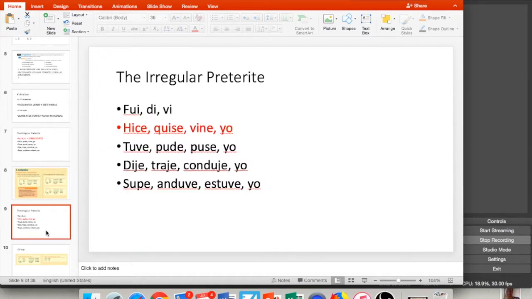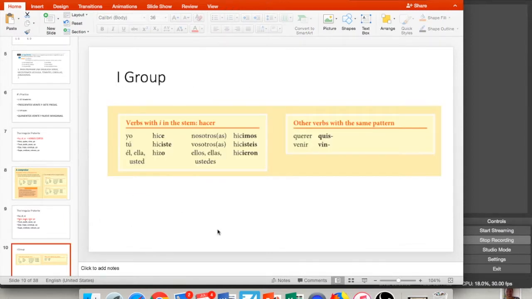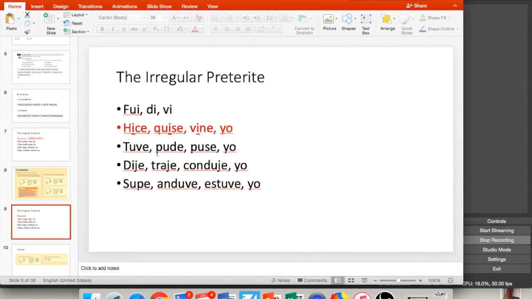Our second line says, hice, quise, vine, yo. These are all in what we refer to as the I group. So notice that they get an I. This is called the I group. You'll see some verbs that are similar. Again, these were just the yo forms, hice, quise, and vine.